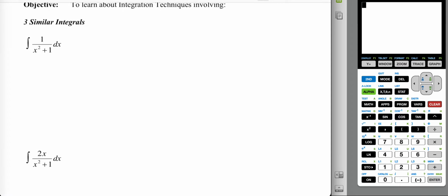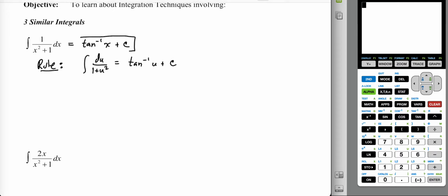The first one's actually very easy because that's a rule. And we've talked about this a few times. We know that the antiderivative of du over 1 plus u squared is the arctan, or inverse tangent, of u plus c. All right, so this one is just the inverse tangent of x plus c. All right, so that's nice and easy.